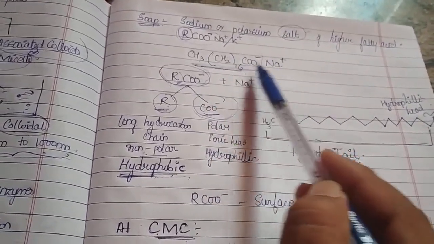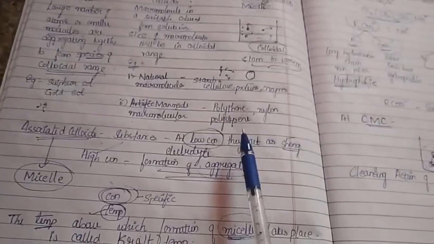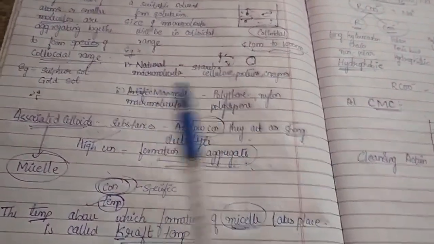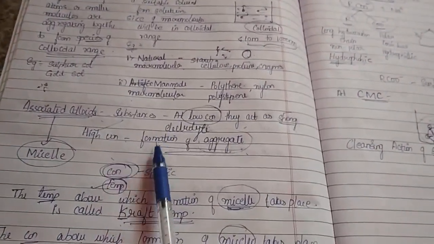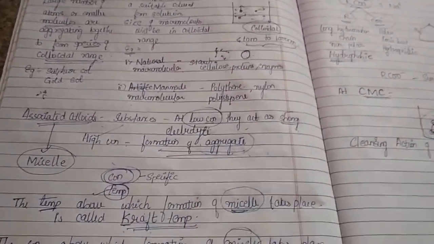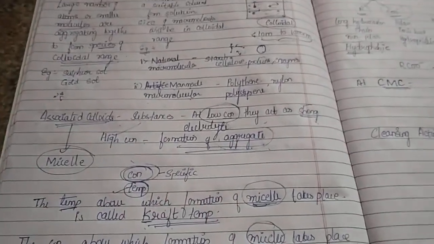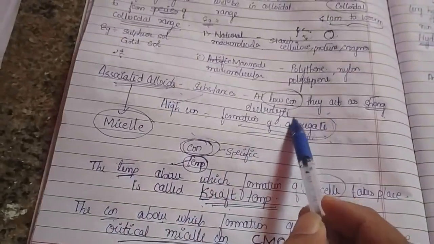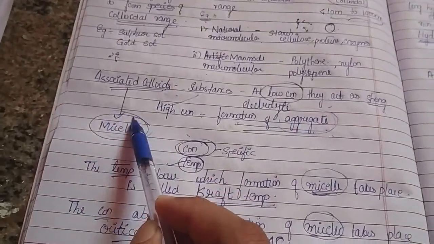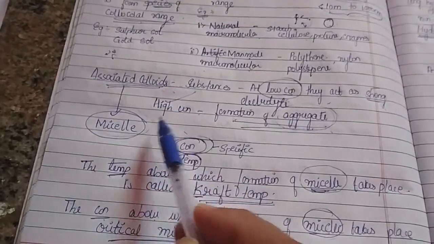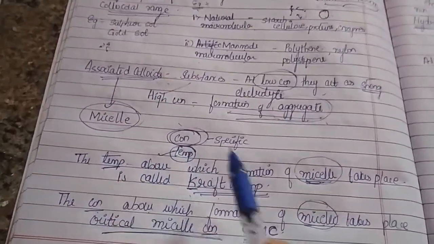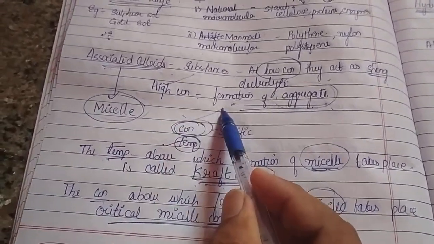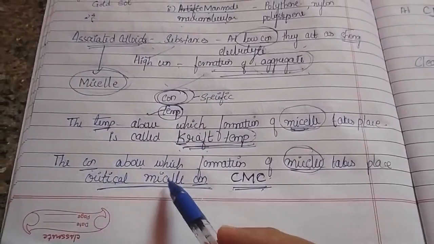So they can act as what? As an ionic, they can act as an electrolyte. At low concentration, they act as a strong electrolyte, whereas as the concentration increases, of course, they are going to aggregate and behave like colloidal particles. The major important thing we came to know is that whenever aggregation takes place, that is called micelle. For the formation of a micelle, a particular temperature has to be maintained, which is called the Kraft temperature, and also a particular concentration is required, which is called the critical micelle concentration.